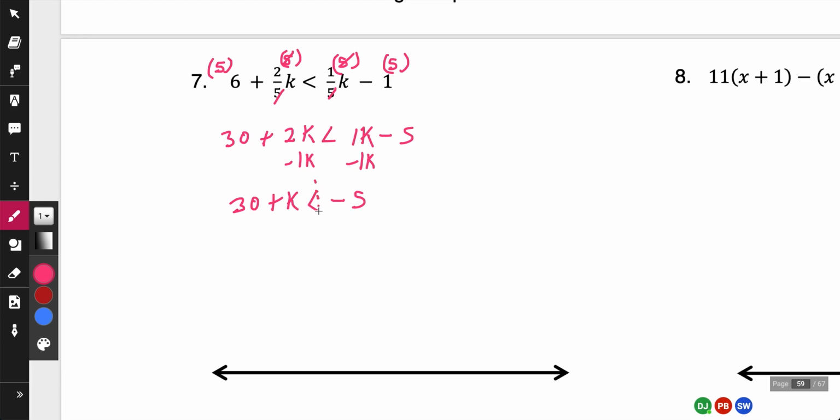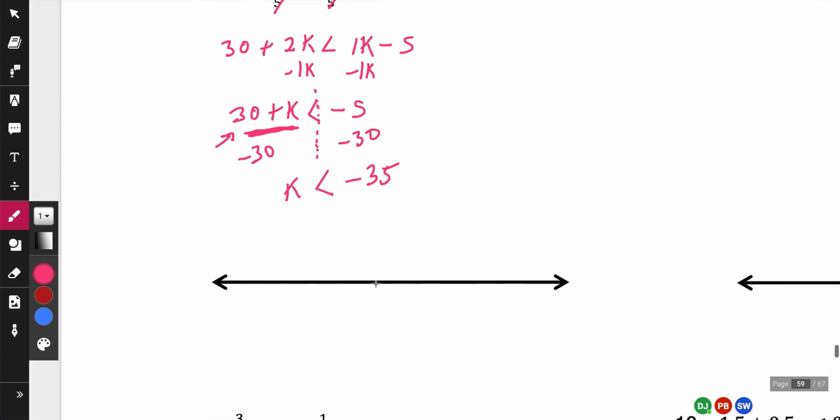So remember, you need k's on one side and constants on the other. I'm saying that because my go-to thing is like, oh, maybe I should add 5 on both sides. But you do not want to do that because you want k all by itself. And when you look over here, what's on the same side of the inequality as k? Oh, it's this positive 30. So I would need to minus 30 on both sides to have k is less than negative 35.